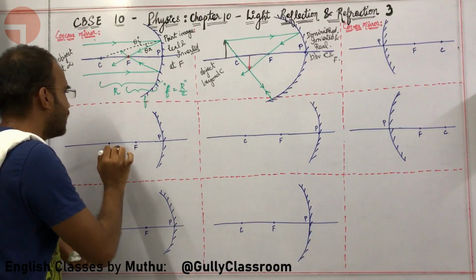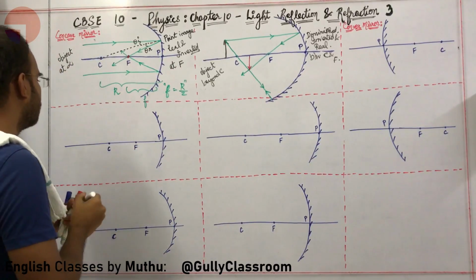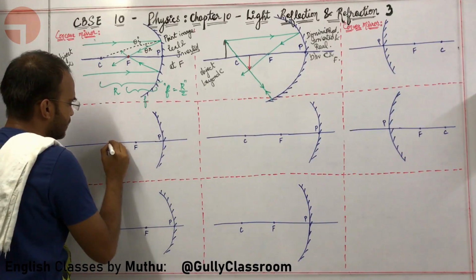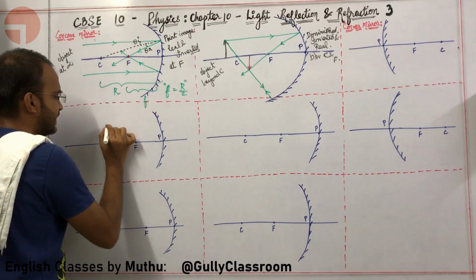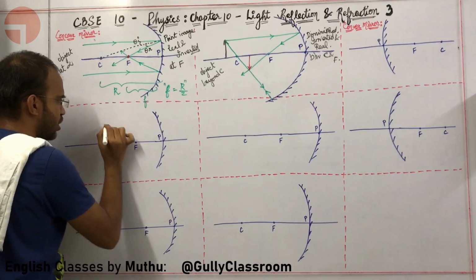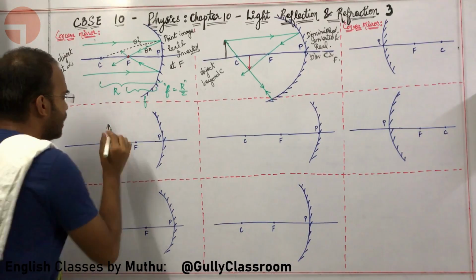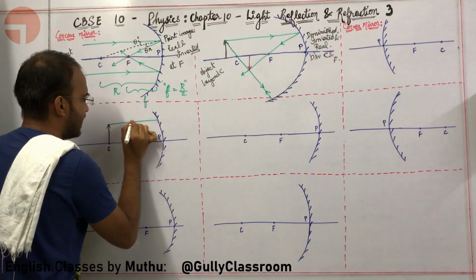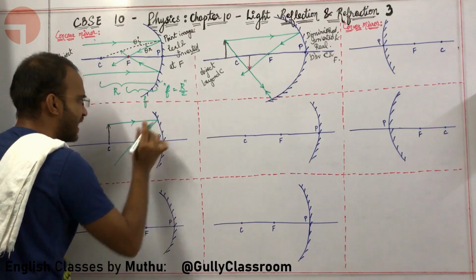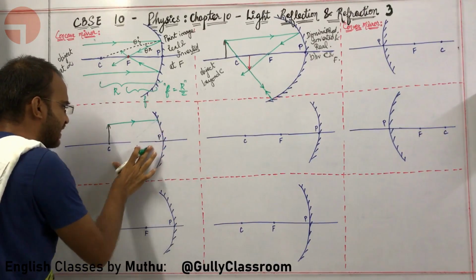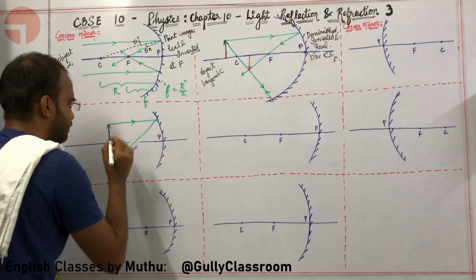Here I am going to draw an object right at C. Once more, this is what I am going to do. I am going to draw a parallel line to the principal axis. Obviously, this parallel line will beautifully pass through F.